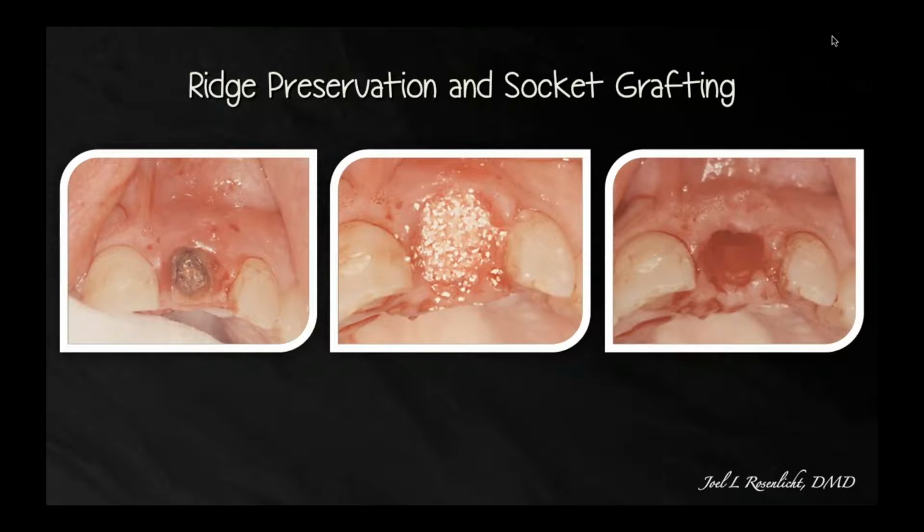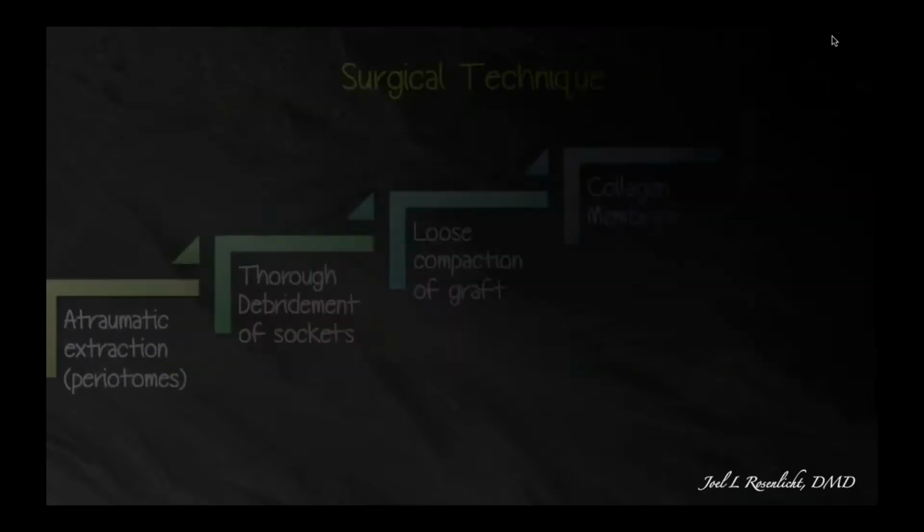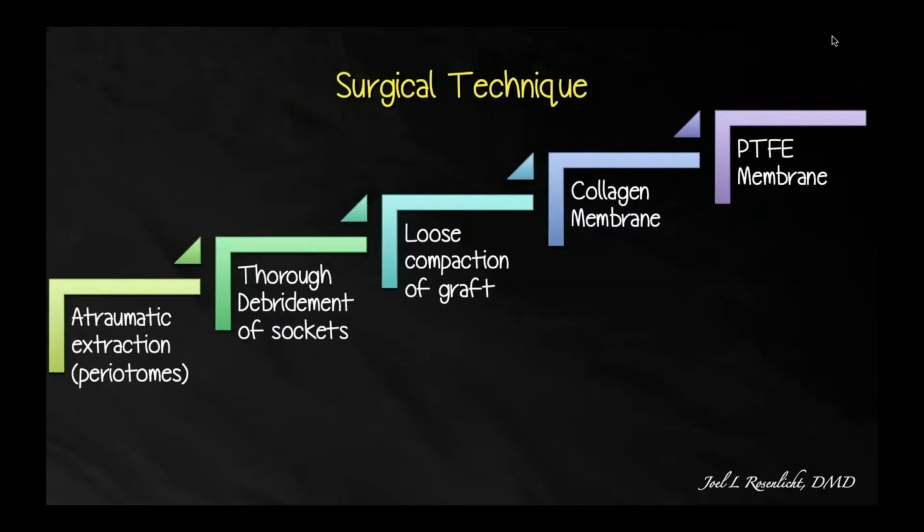And then we get a successful outcome. So our technique is an atraumatic extraction, thorough debridement of the sockets, and loose compaction of the graft. Don't densely compact it, because we want it to be infused by the blood that's in the area, because angiogenesis is really what we want. We want a blood supply and circulation to take place within that graft so that it becomes viable and is able to remodel over time.